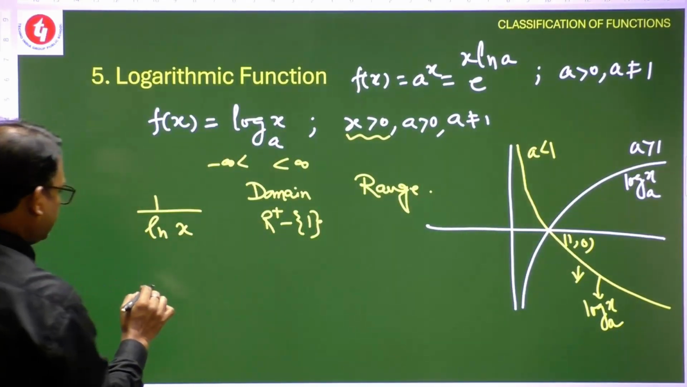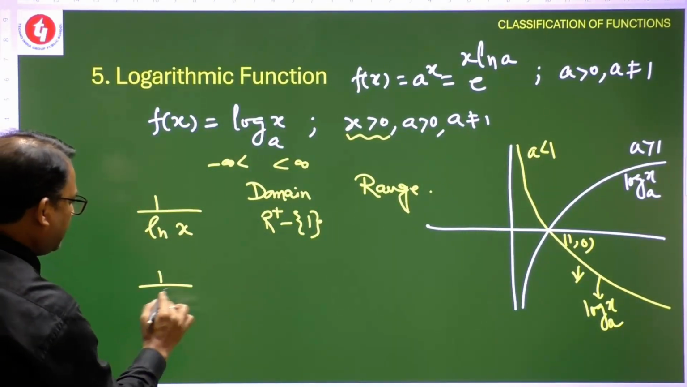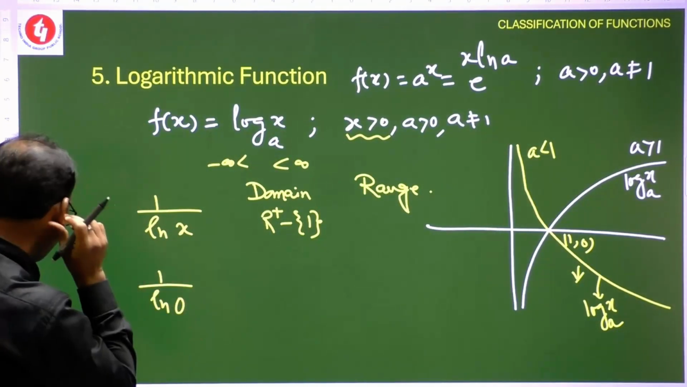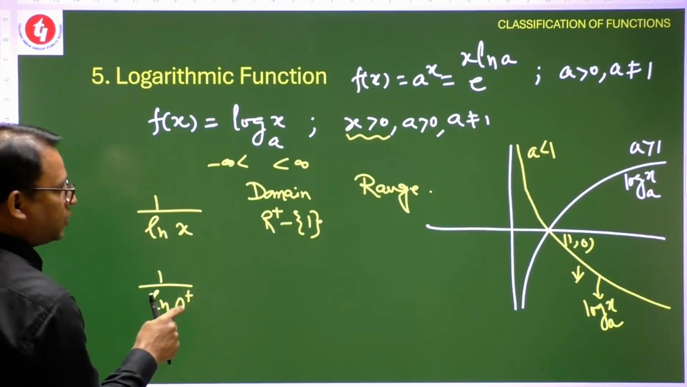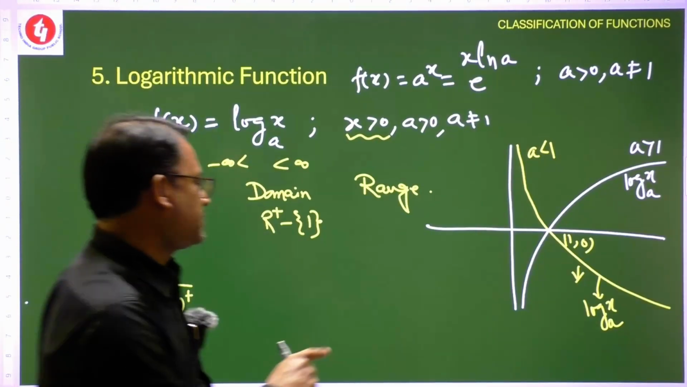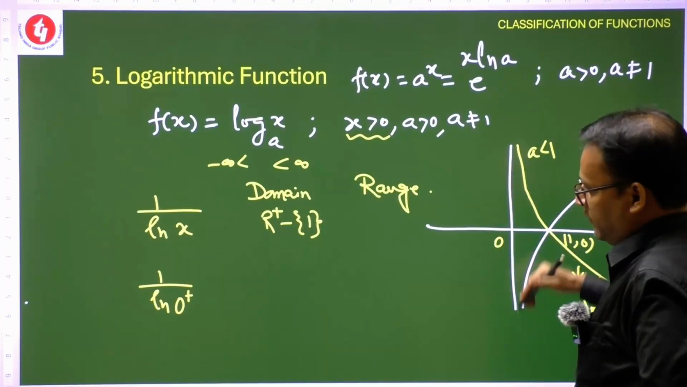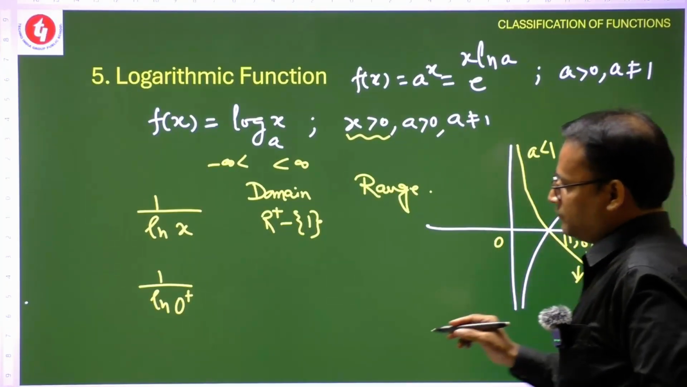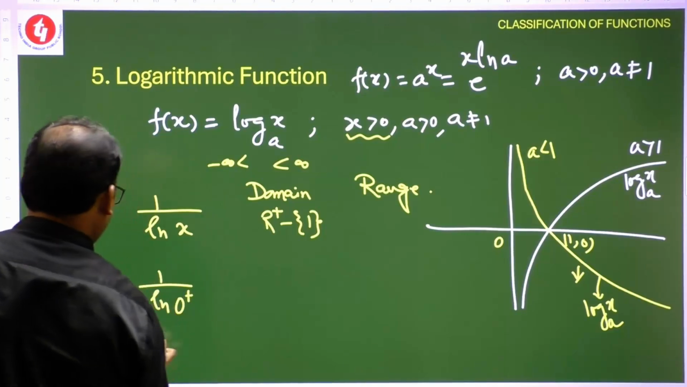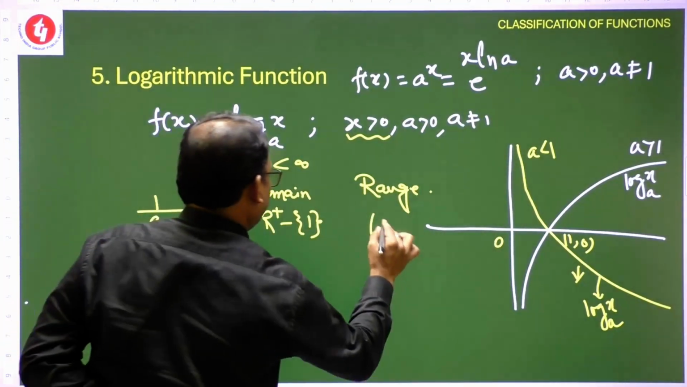You can say that 1 by ln 0 plus. So if you take ln 0 plus on this curve, that means going to 1 by infinity, that means 0 will come. So therefore in your answer 0 should be excluded.